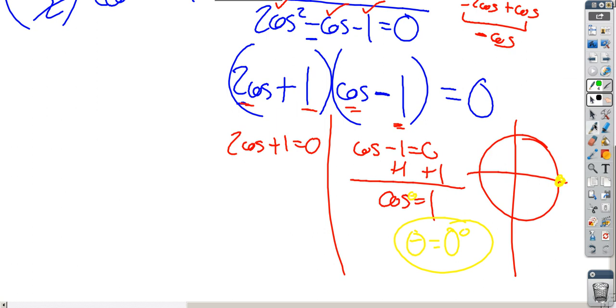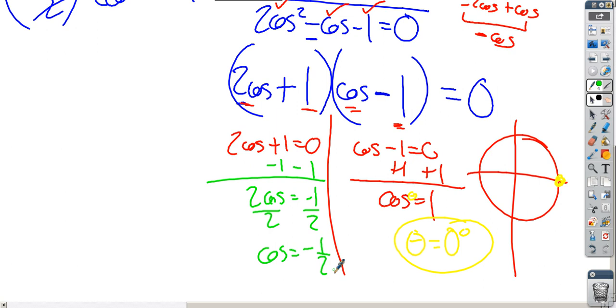So let's solve this other one right here. So we'll subtract 1. So 2 cosine equals negative 1. Cosine equals negative 1/2. Where does cosine equal a half? It equals a half at 60. But we need 60 in the 2 quadrants for cosine is negative, which is here and here. So 60 right here and 60 right here.